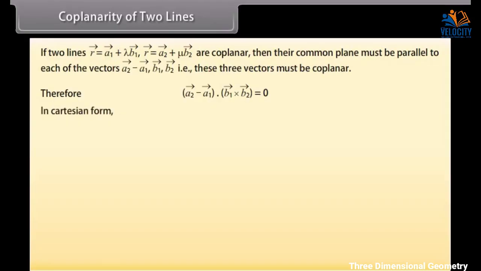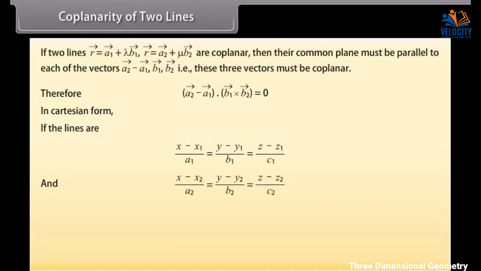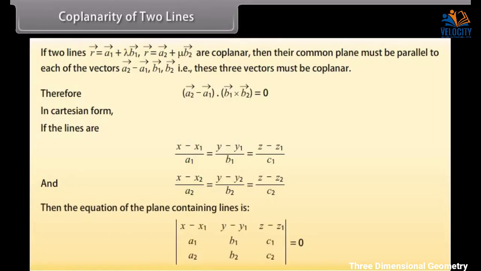In Cartesian form, if the lines are (x minus x1) by a1 equals (y minus y1) by b1 equals (z minus z1) by c1 and (x minus x2) by a2 equals (y minus y2) by b2 equals (z minus z2) by c2, then the equation of the plane containing the lines is determinant row-wise. First row, x minus x1, y minus y1, z minus z1. Second row, a1, b1, c1. Third row, a2, b2, c2, equals 0.